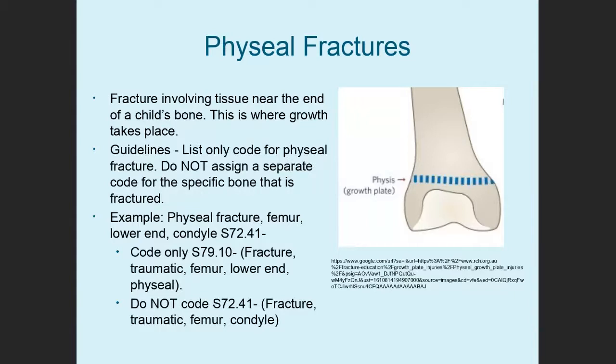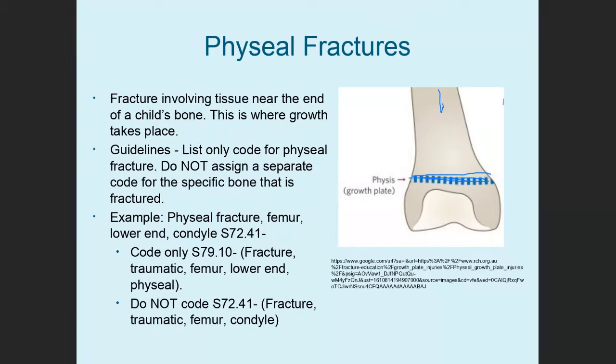A physeal fracture involves the growth plate of the bone. In a child, the bone doesn't grow from here, it grows from here. So this is a fracture of that very important growth plate. There are special guidelines for physeal fractures. The guidelines state you list a code for physeal only. Do not also code for the location of the fracture. In the alphabetic index, find fracture, traumatic, location of the fracture, then physeal. So here's an example. Physeal fracture, femur, lower end, condyle.